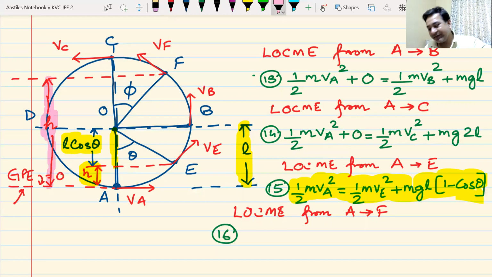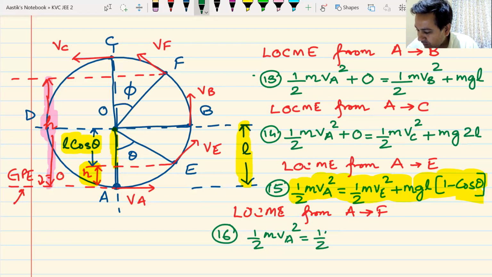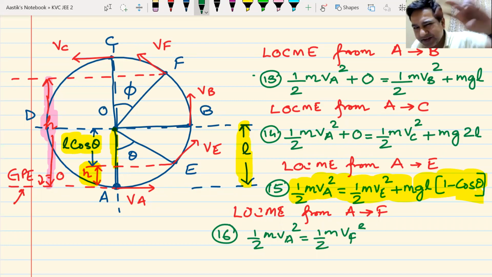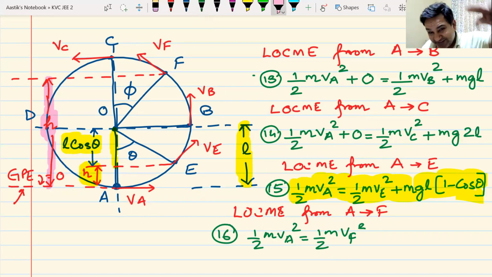The task is pretty simple. Half MVA square, no problems with this one, plus 0, let us forget the 0, is equal to half MVF square. Now how can I find out this h? There are many ways. There are two ways in which I can find out this h. What is the first way? The one I like more.